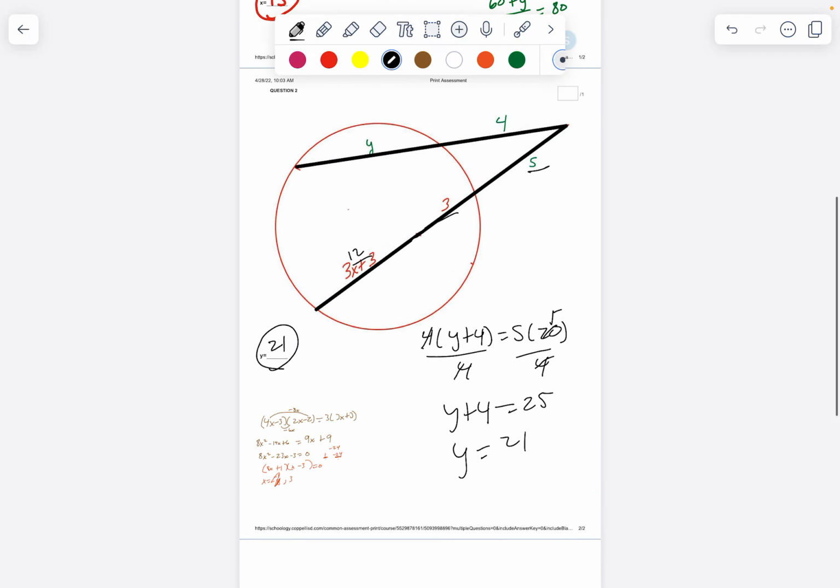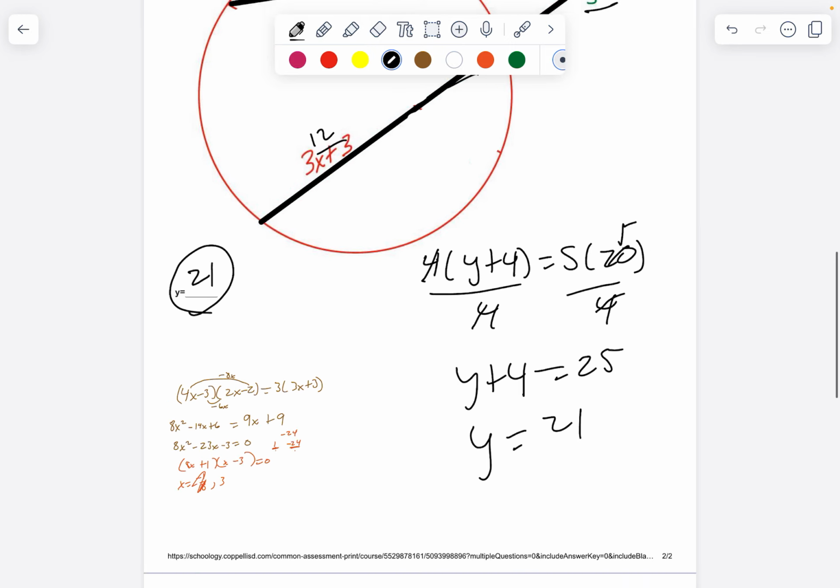All right. Hopefully some of that made sense. If you didn't know what I did to finish this one, then just solve it the way you know how.